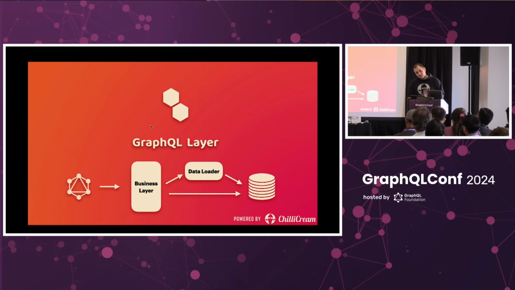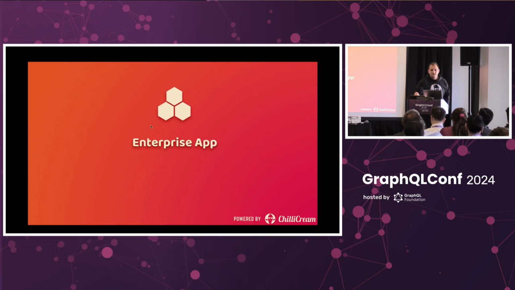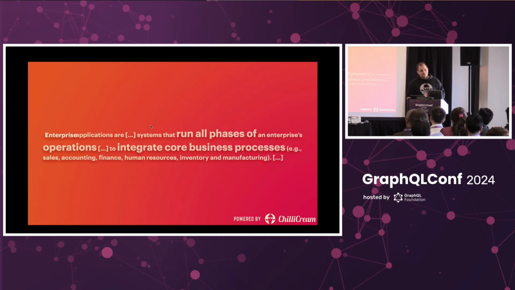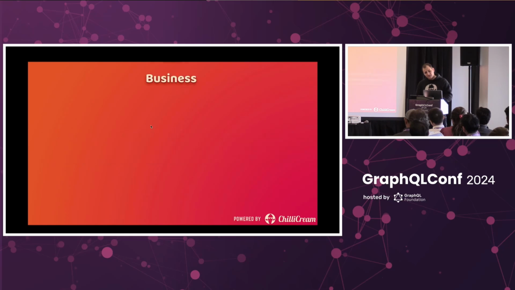But why do some companies, especially big enterprises, choose a different strategy? So let's talk about these enterprise apps. And let's begin by asking, what even is an enterprise app? And Gartner defines it like this. Enterprise applications are systems that run all phases of an enterprise's operations to integrate core business processes like sales, accounting, finance, HR, and so on.